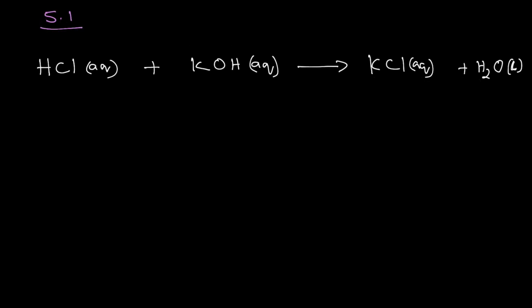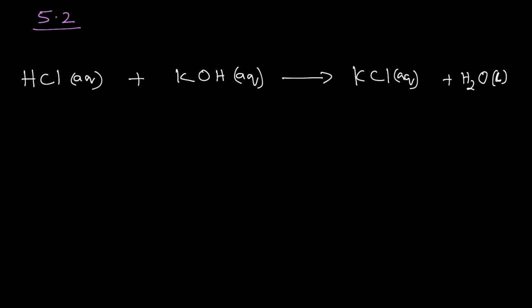Question 5. This question is about salts. 5.1. Name the salt produced by the neutralization of hydrochloric acid with potassium hydroxide. This is hydrochloric acid and that's potassium hydroxide, forming potassium chloride and water. So the salt formed is potassium chloride.